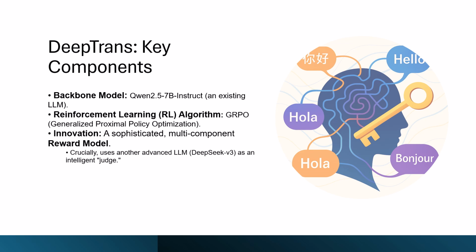As you can see, the reward model is there, and then the reinforcement learning algorithm is GRPO, which is nothing but generalized proximal policy optimization. And the Qwen 2.5 7B Instruct is an already existing LLM, which is really good, and you should check it out.